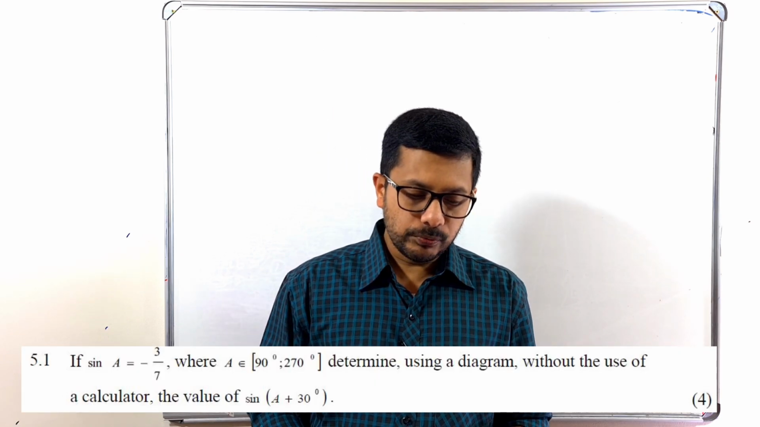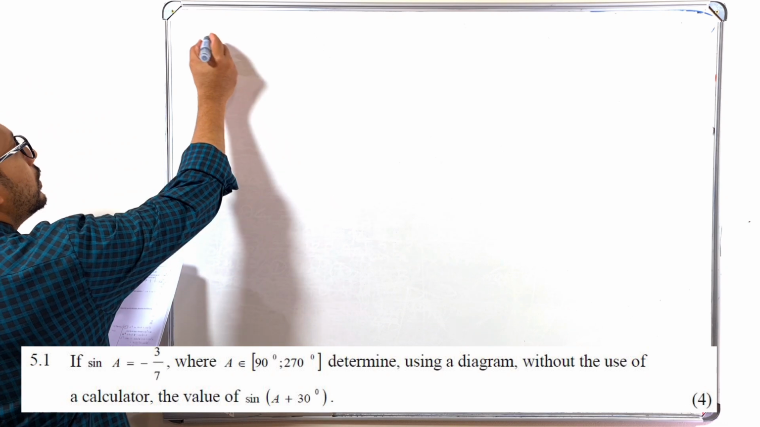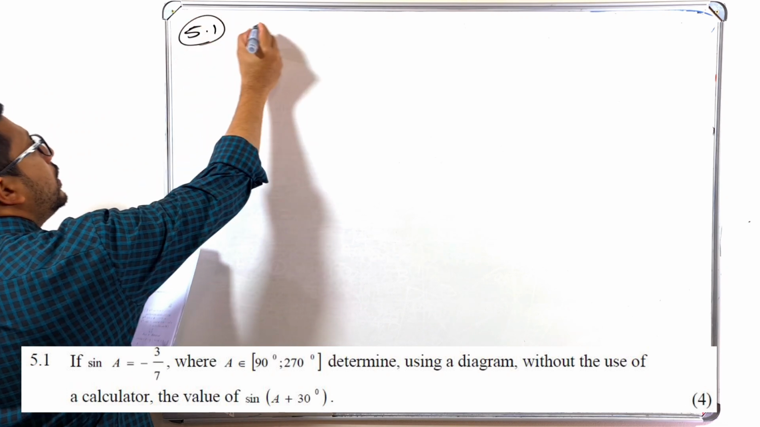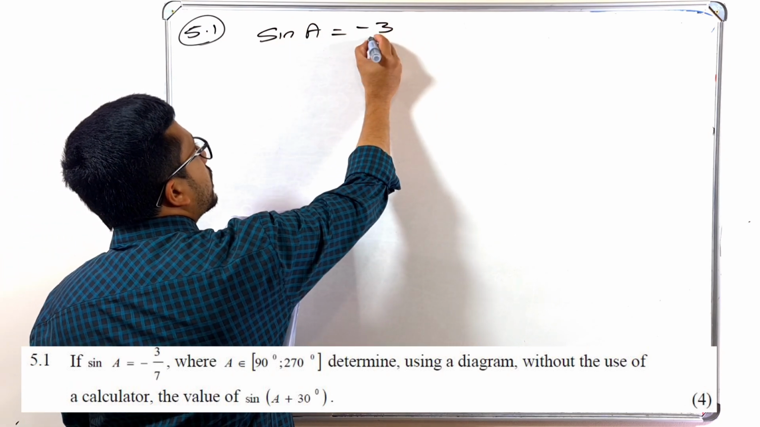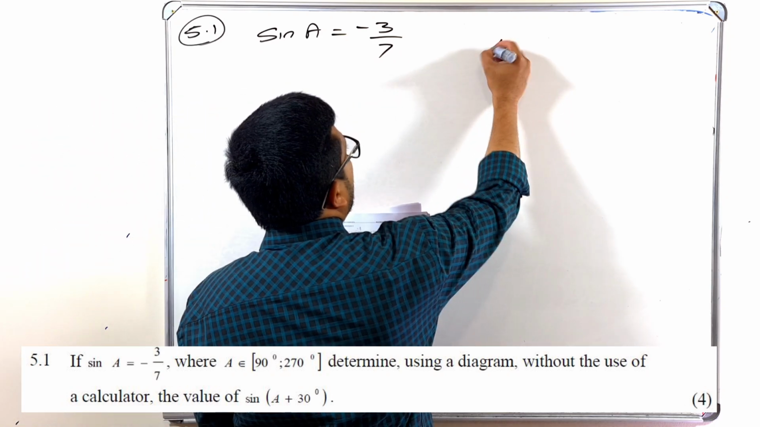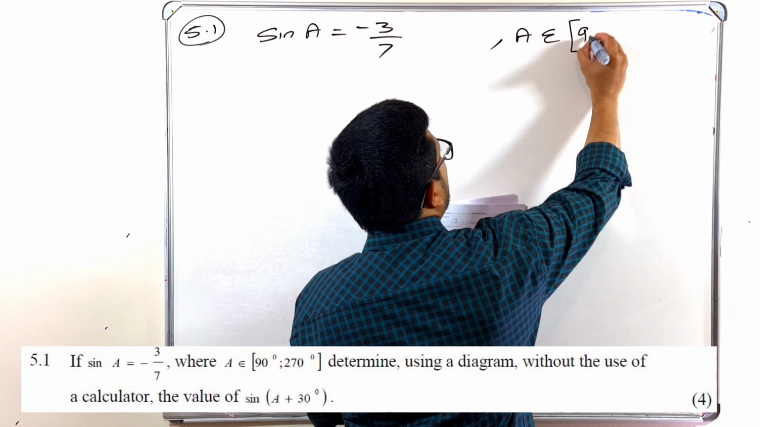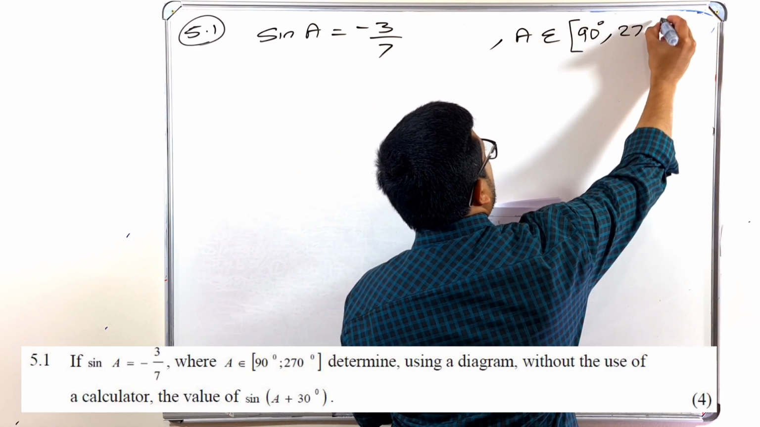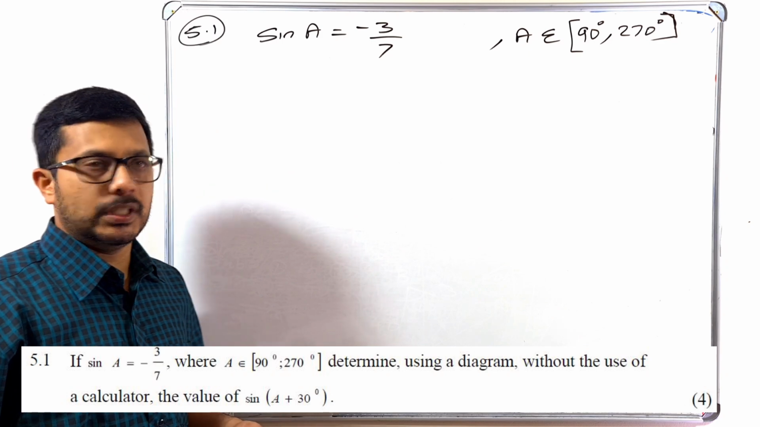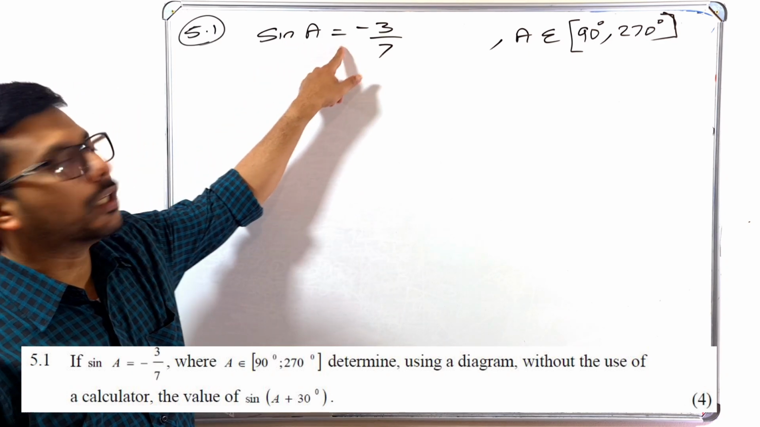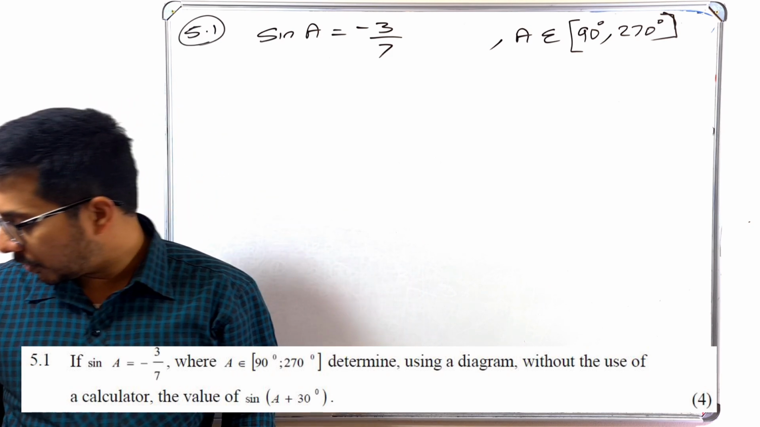Question number 5.1. It is given that sine a is equal to minus 3 over 7, where a is an element of minus 90 degrees to 270 degrees, and it is given sine a is equal to minus 3 over 7. Now, what is the first question?